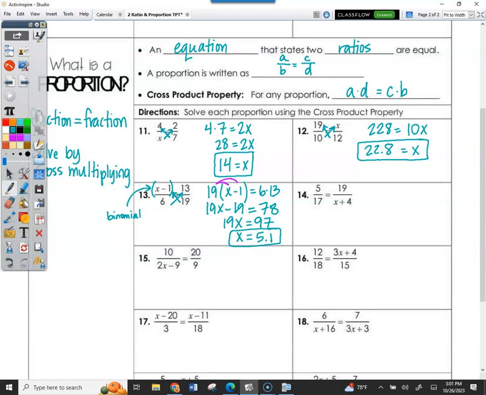How'd you get 78? Let's see. 6 times 13. I was just going to show you where the 78 came from. If I had written 78, some people might have said, where did the 78 come from? And it came from 6 times 13.